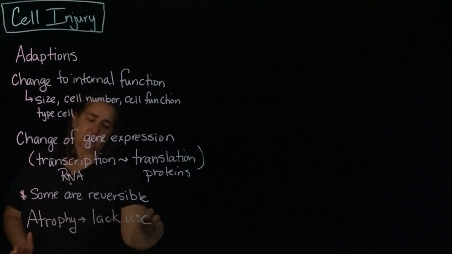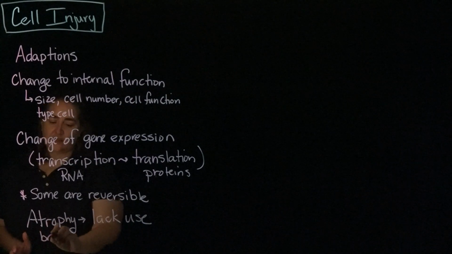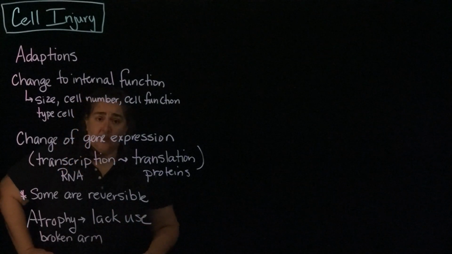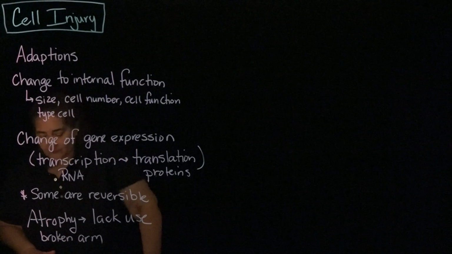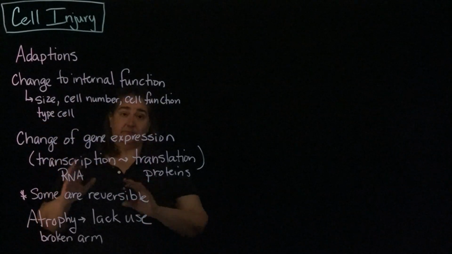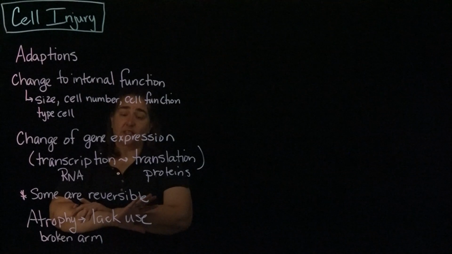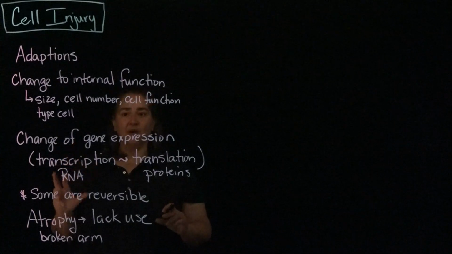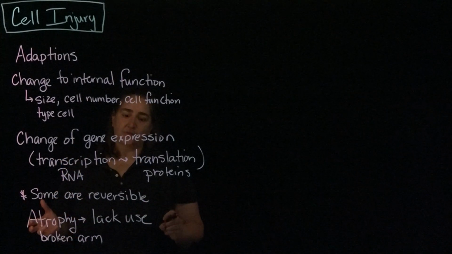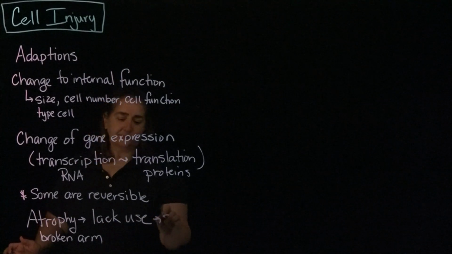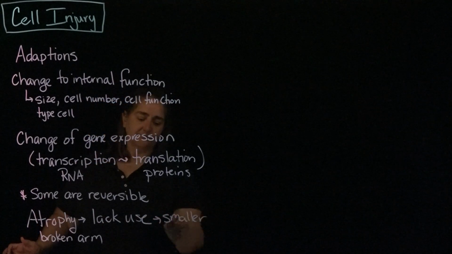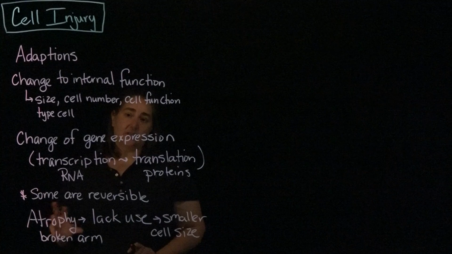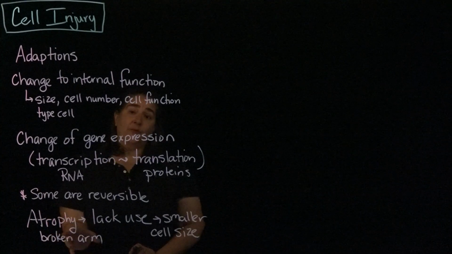Typically, atrophy is lack of use. Think about a broken arm, right? You've broken a bone, you've gone to the doctor who has cast that so that it gives the bone time to heal, but you're not using that arm. By not using that arm, the muscles are going to atrophy, okay? Meaning you're going to have a smaller cell size associated with this, in this particular example, with the muscle.